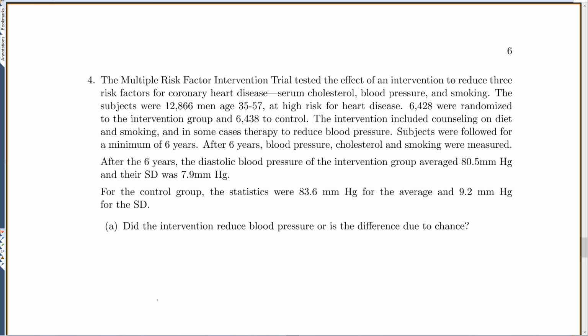Number 4, the multiple risk factor intervention trial tested the effect of an intervention to reduce 3 risk factors for coronary heart disease: the serum cholesterol, blood pressure, and smoking. The subjects were 12,866 men aged 35 to 37 at high risk for heart disease. It says 6,428 were in the intervention group and 6,438 in the control. So right away, I can tell here that we have 2 groups, intervention group and control group.